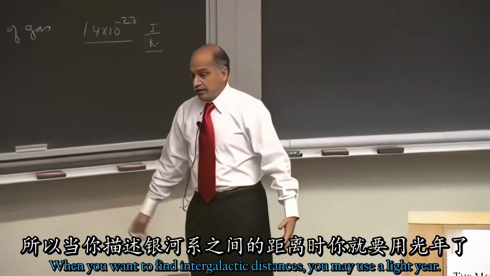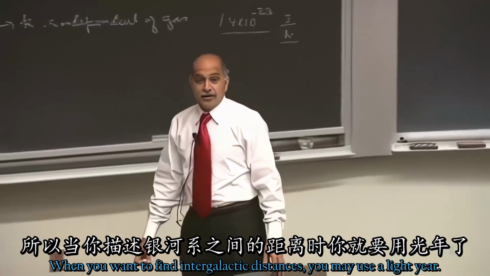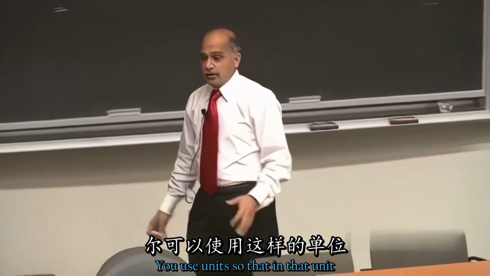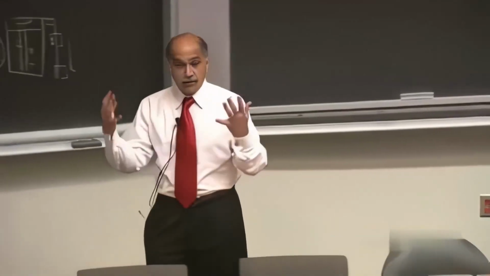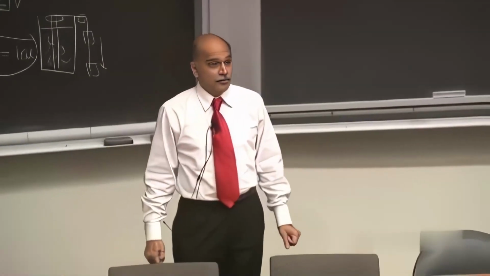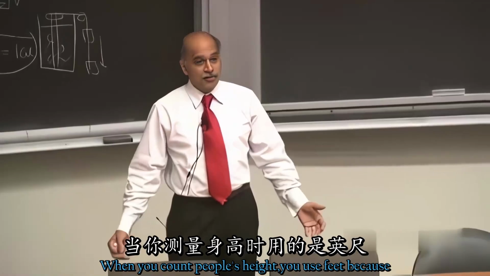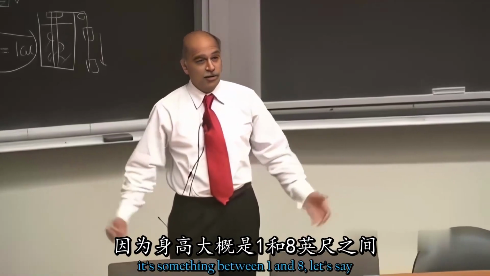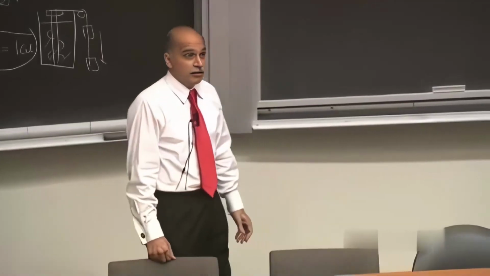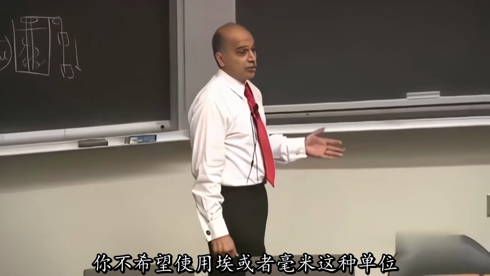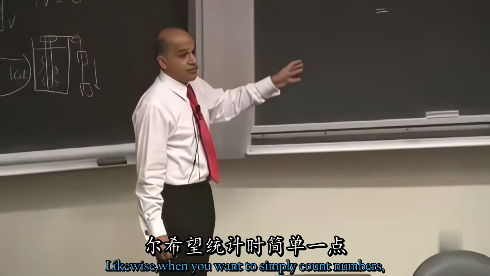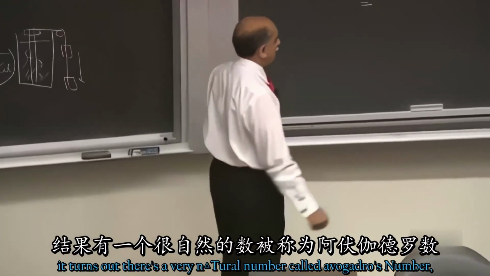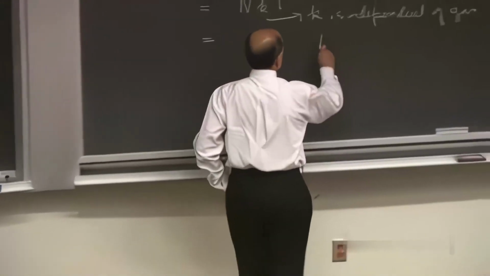When you want to find intergalactic distances, you may use a light year. You use units so that in that unit, the quantity of interest to us is some number that you can count on your hands. When you count people's height, you use feet because it's something between 1 and 8, let's say. You don't want to use angstroms and you don't want to use millimeters. Likewise, when you want to simply count numbers, it turns out there's a very natural number called Avogadro's number.